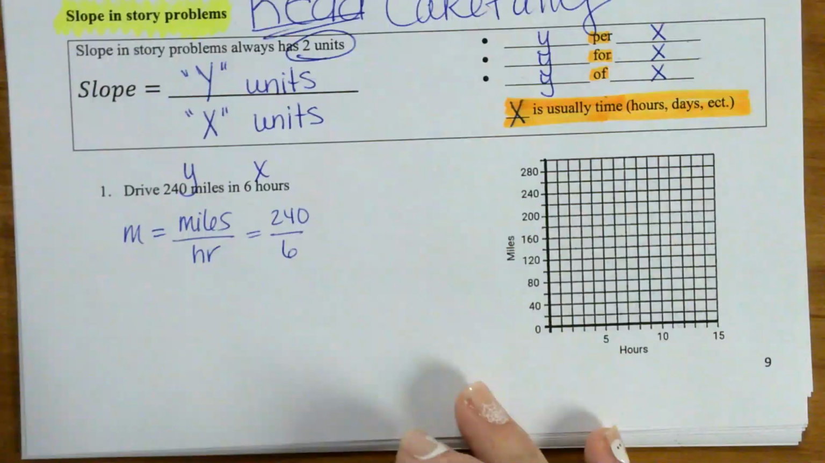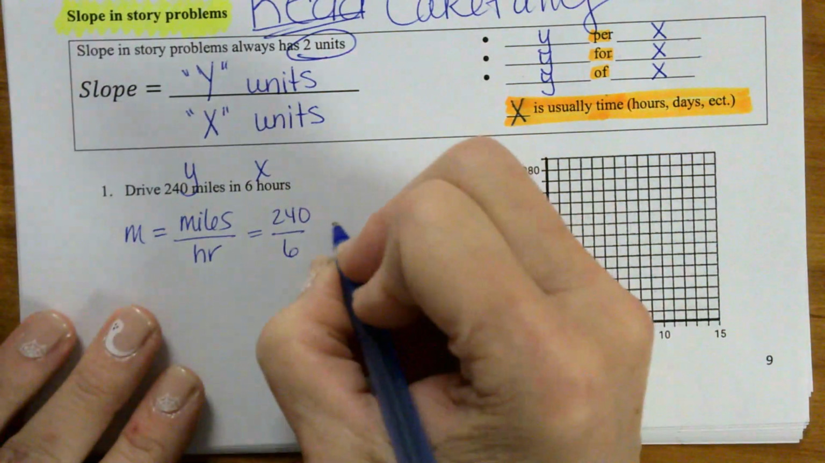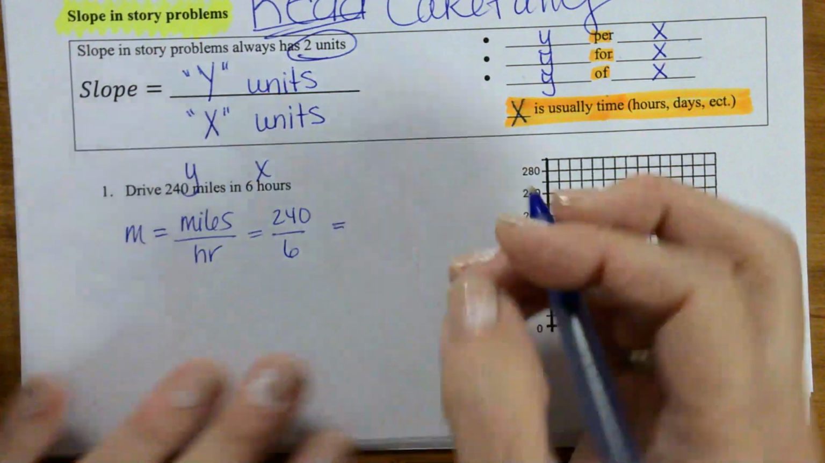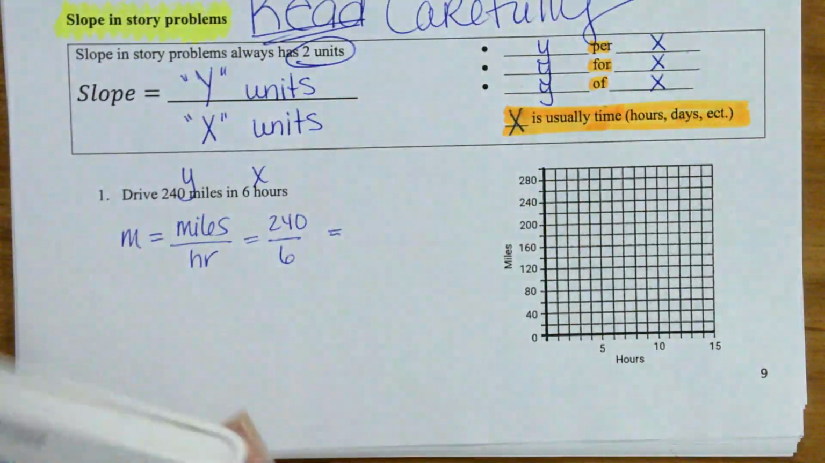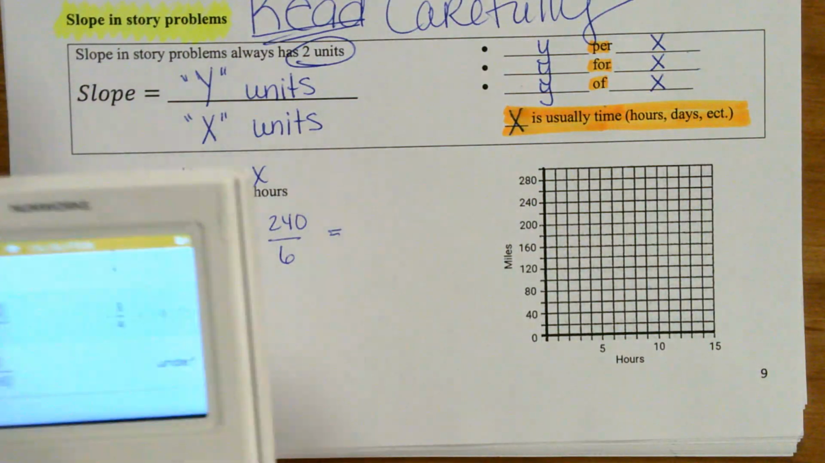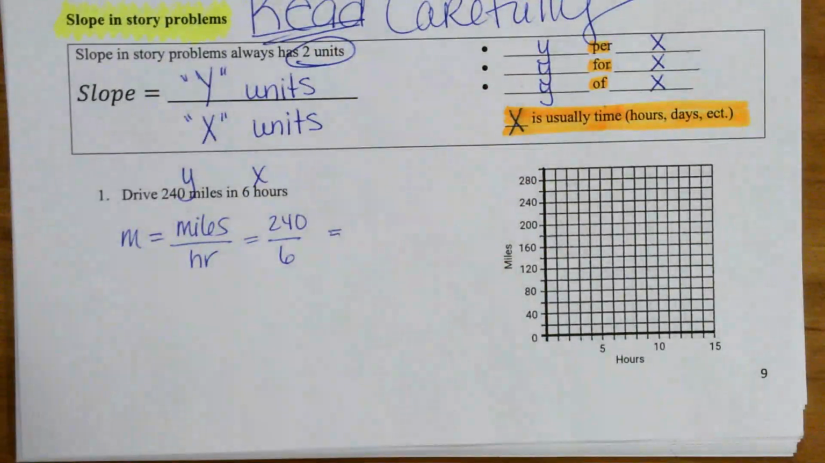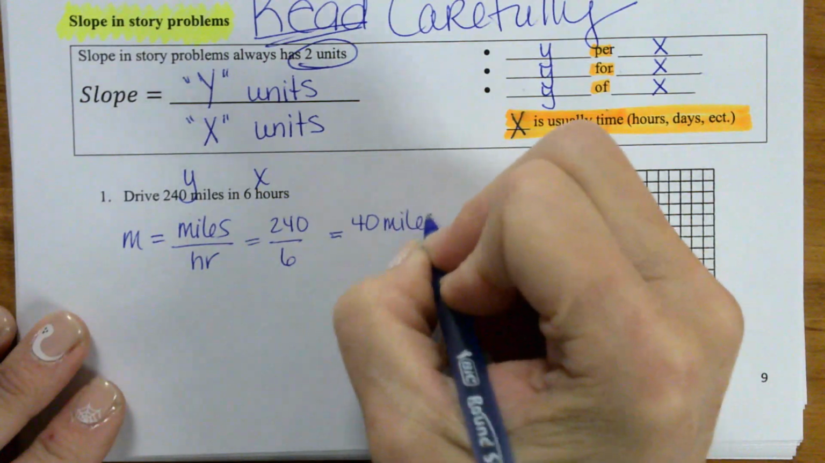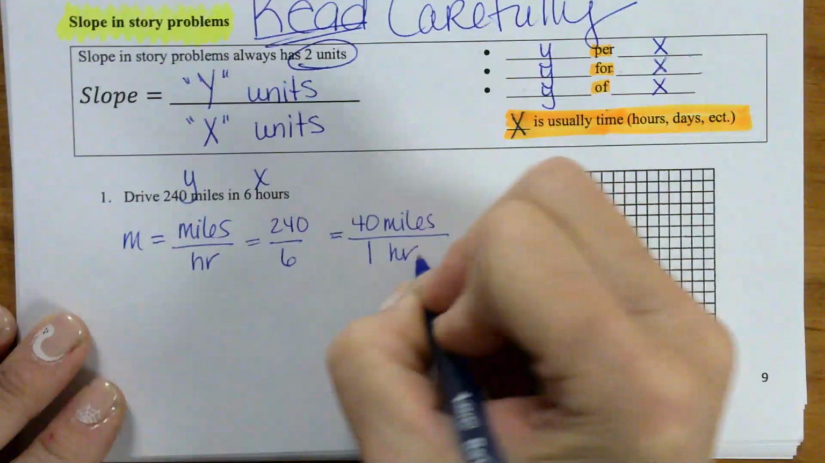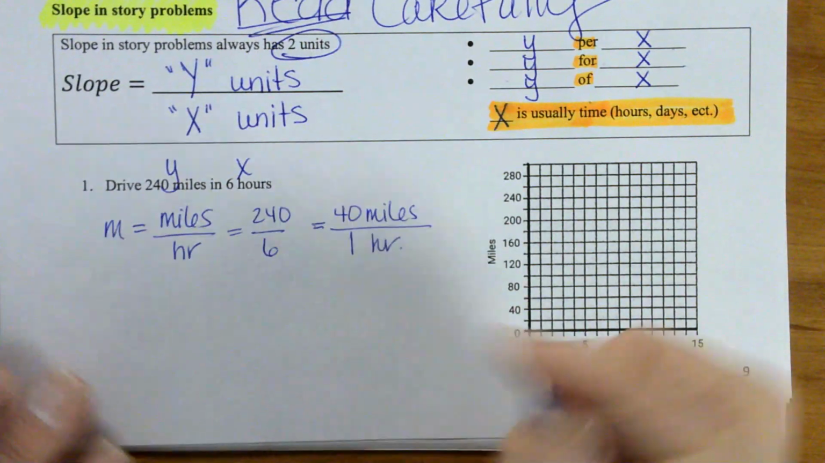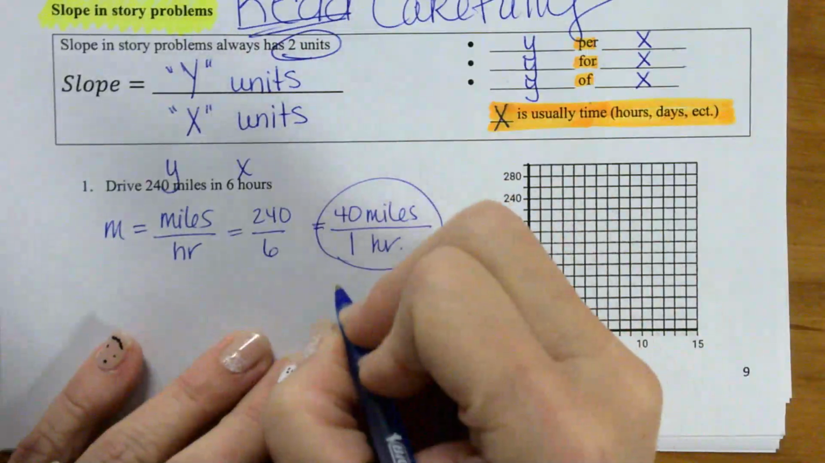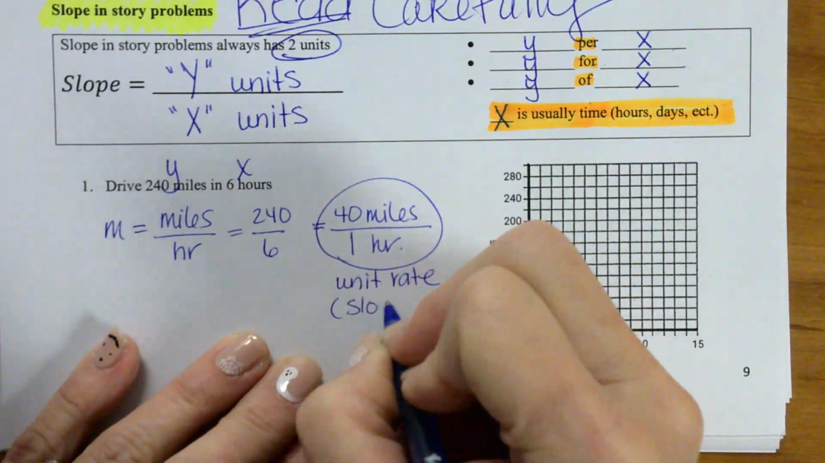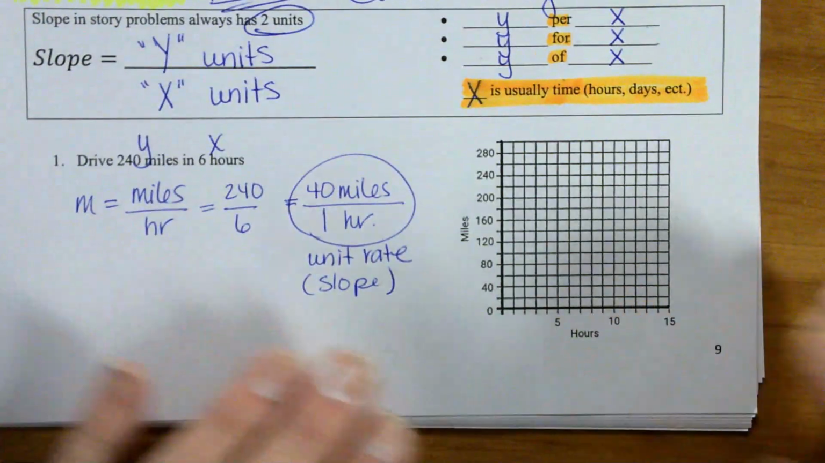Anybody know what that reduces to? We want to get this down to unit rate. What's the unit rate? That's from 6th grade. 40 over 1. So 40 miles in 1 hour. Everybody see that? This is your unit rate. It's your slope. That's going to help you graph.